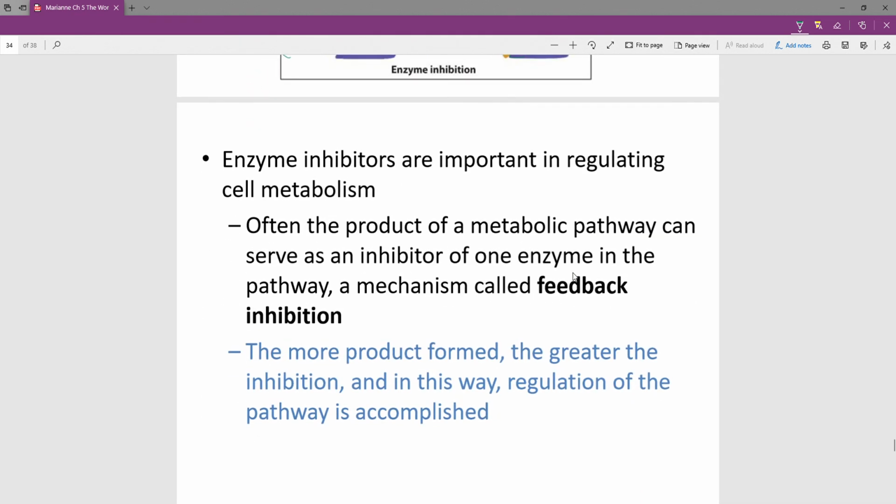On top of molecules that are inhibitors, we also have another kind of inhibition called feedback inhibition. Regulating cell metabolism is important. We don't want enzymes working out of control. So often the product of a metabolic pathway actually feeds back and inhibits one of the enzymes in the pathway. This is feedback inhibition. What I'm trying to say here is the more product formed, the greater the inhibition, and it shuts down that chemical reaction. So it regulates that chemical reaction or the pathway.